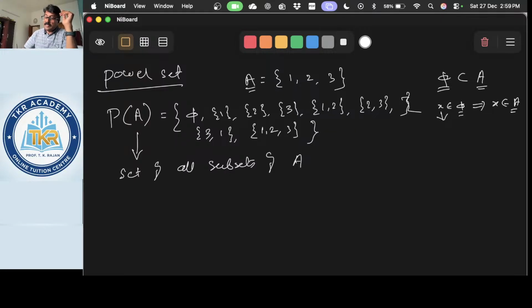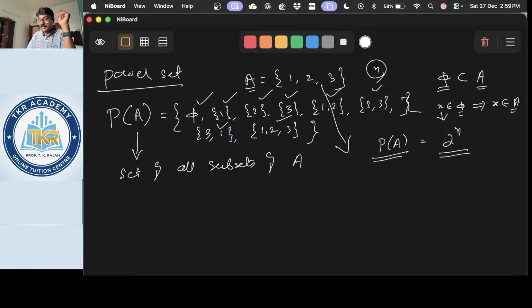Now another question that comes here is: if A has some n elements, how many elements will be there in the power set P of A? You can see that there are 2 raised to n elements. Here you can see 1, 2, 3, there are 3 elements. The number of subsets is 1, 2, 3, 4, 5, 6, 7, 8. That is 2 raised to 3. If the number of elements in A is 5, then the cardinality of P(A), I mean the number of elements of P(A), is 2 raised to 5, which is 32.